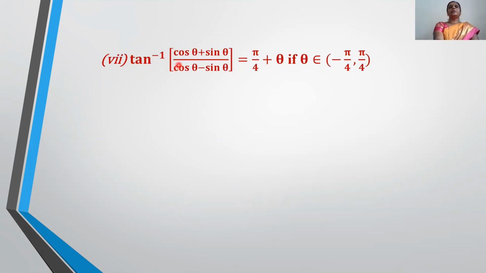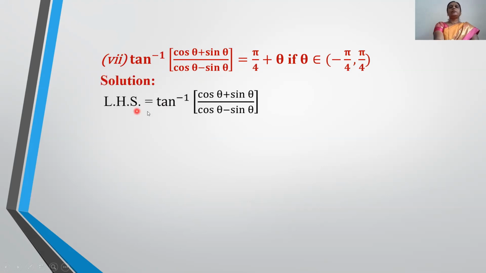Prove that tan inverse of the bracket cos theta plus sin theta divided by cos theta minus sin theta is equal to pi by 4 plus theta, if theta belongs to the interval minus pi by 4 to pi by 4, which is an open interval.